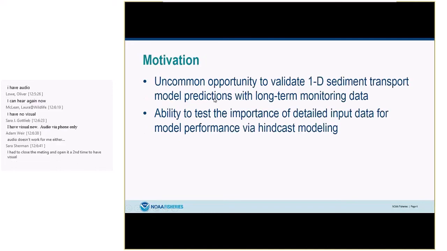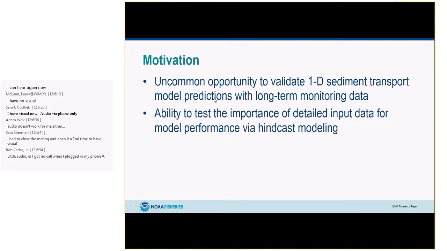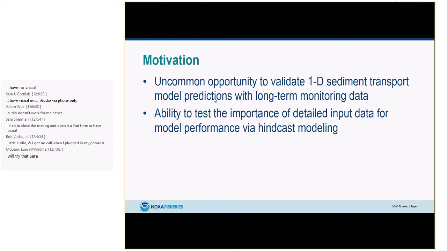So we were motivated by a relatively uncommon opportunity to validate with long-term monitoring data sediment transport model forecasts for a dam removal. There's a lot of sites with monitoring data or sites with models, but there's fewer with both. And we also could test whether more detailed input data than what the model requires improves its performance. So these are what we call hindcasts, and so making predictions after the fact.